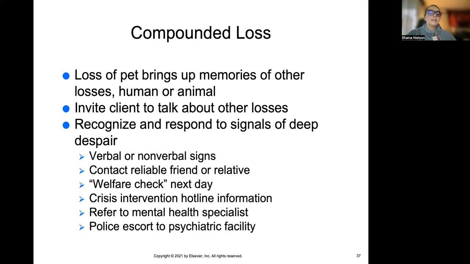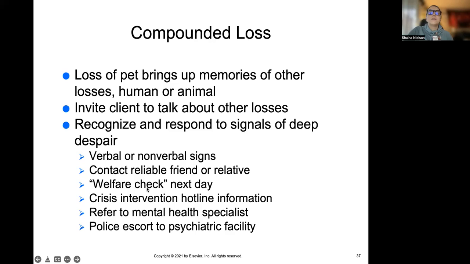We do have crisis intervention hotlines, and we can give information and brochures to owners as well. That's part of the informational material that we can give them post euthanasia. We can even give them referrals to mental health specialists. And if it's a really severe situation, we can have the police escort the owner to a psychiatric facility.